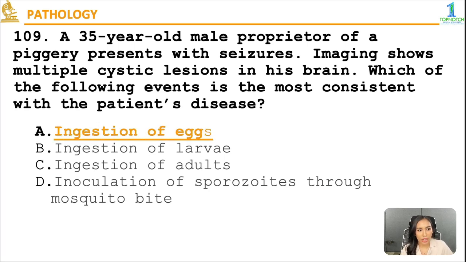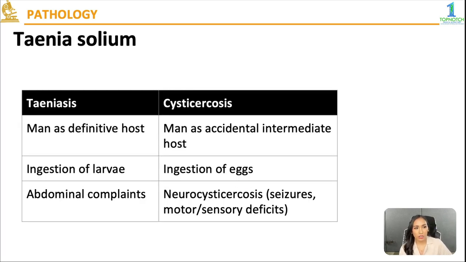So, ano yung consistent with the disease? It's actually the ingestion of eggs. So, what's the disease? It's actually an infection due to Taenia solium. Particularly, it's neurocysticercosis. But remember, infection with T. solium can cause two different diseases. It can be Taeniasis or cysticercosis. In Taeniasis, man is the definitive host and it's due to ingestion of larvae. It typically presents with abdominal complaints. Whereas in cysticercosis, man is the accidental intermediate host. It's due to the ingestion of eggs, and it may cause neurocysticercosis, which presents with seizures and motor or sensory deficits.